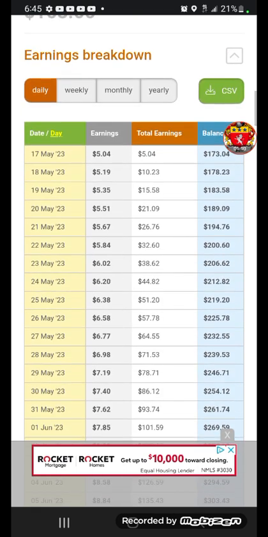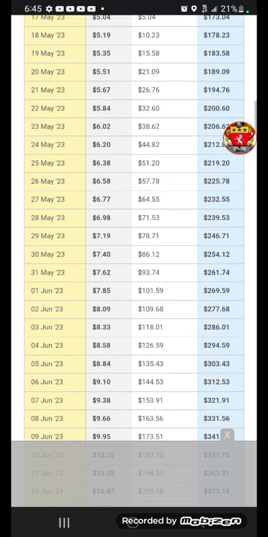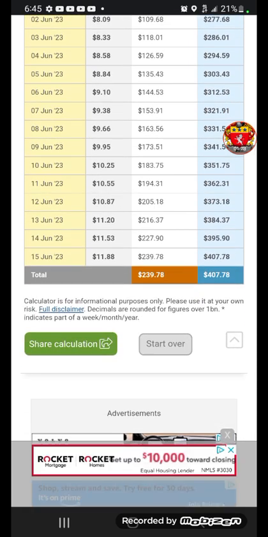Here's the breakdown. After the first day, you're going to make $5. The second day, you're going to make $5.20. Third day, $5.35 to $5.51 to $5.67 to $5.84, all the way down. After 30 days, you're going to be making $11. That's going to bring your account up to $407. Now, I know it's more than that, but I'm being conservative.